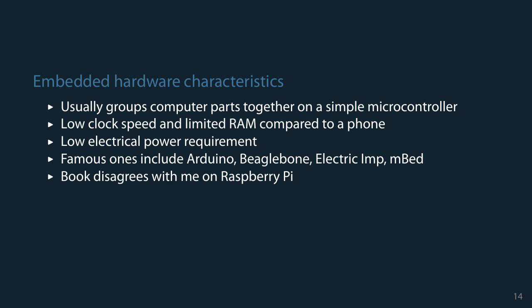Now, here's one point where the book disagrees with me. The book would consider the Raspberry Pi to be an example of embedded hardware. And, you know, I don't think so. It's really a general purpose computer. The reason I think the book characterizes it as embedded hardware is because it's so cheap. It's $35 US dollars in the US.